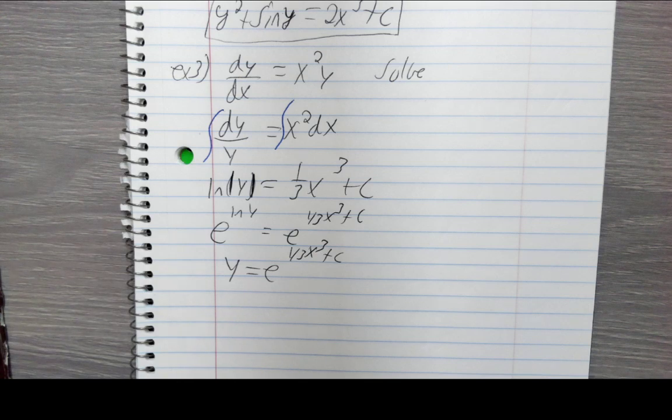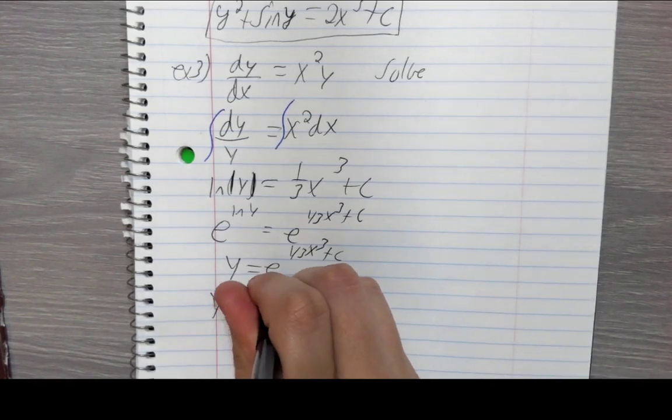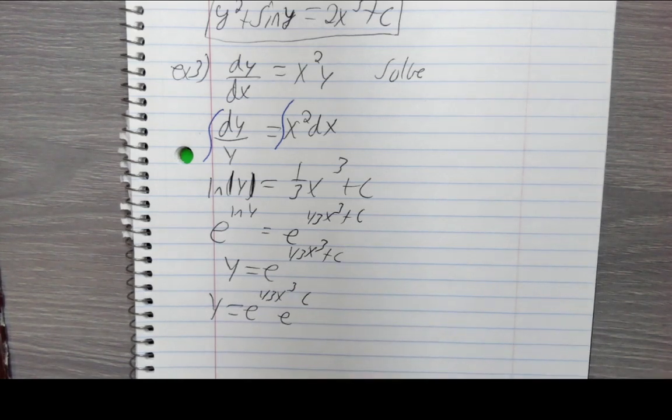Now, this is an important step, because right now you're probably looking at this thinking, that's not so bad, that's an answer, right? Y is by itself. But you're going to see an answer expressed in a different way, and here's how. I can keep going from here and rewrite the right side, instead of e to the 1/3 x cubed plus c, as e to the 1/3 x cubed times e to the c, using my rules of exponentials. Instead of a plus in the exponent, I can split it up into two separate e's.